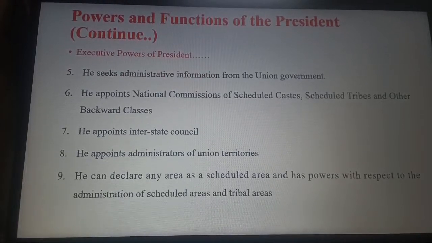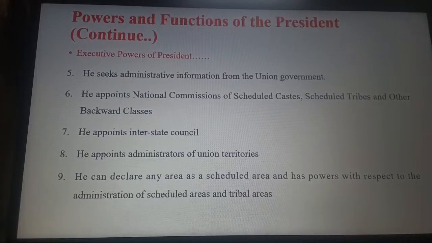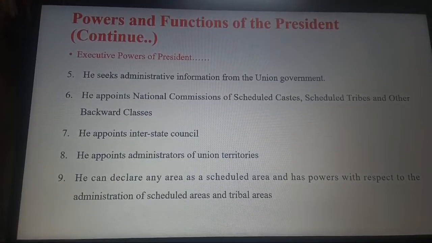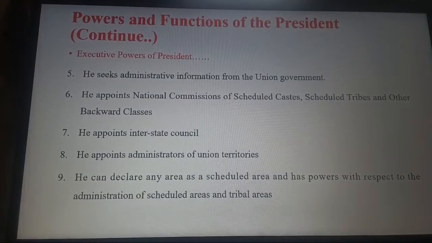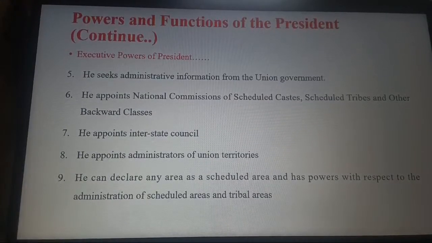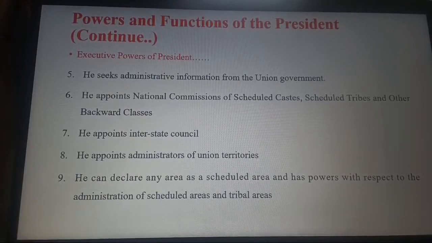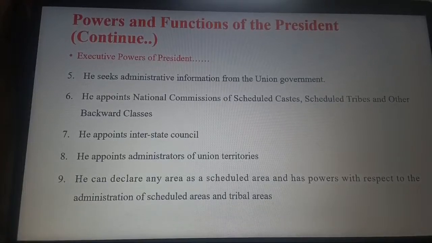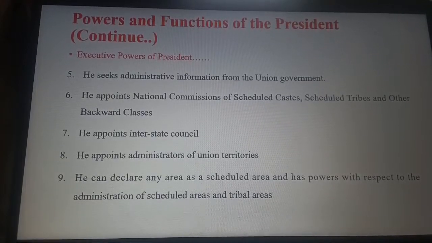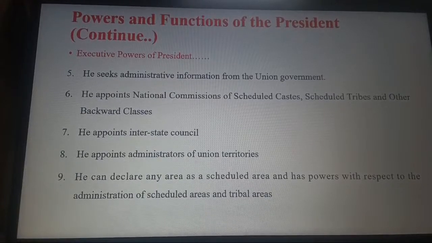He seeks administrative information from the Union government. He appoints national commissions of scheduled castes, scheduled tribes, and other backward classes. He appoints the inter-state council. He can declare any area as a scheduled area and has powers with respect to the administration of scheduled areas and tribal areas.